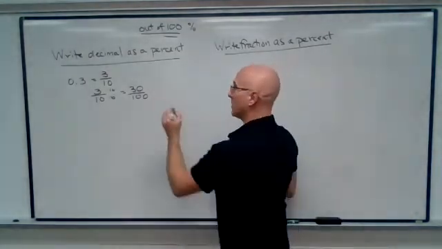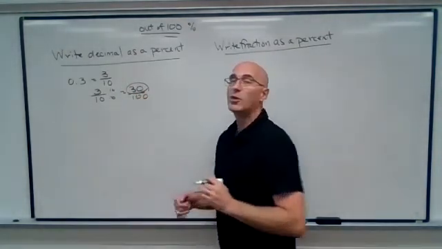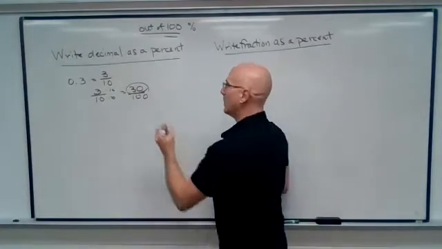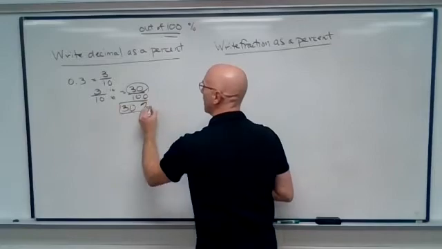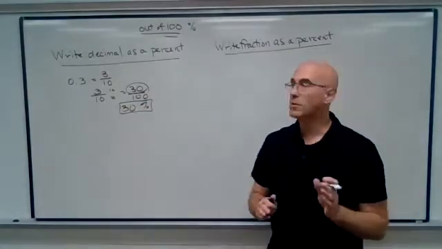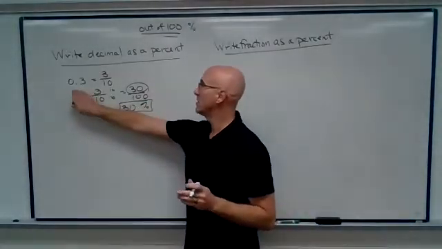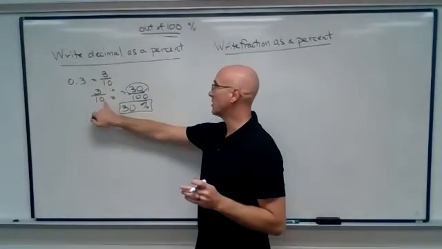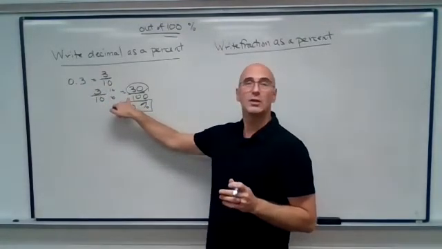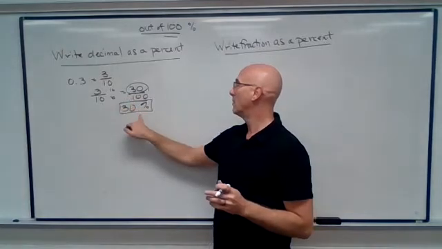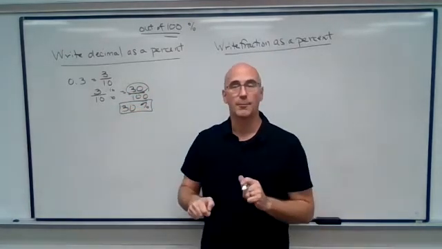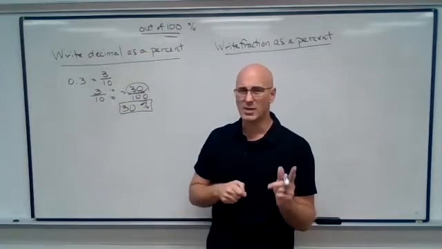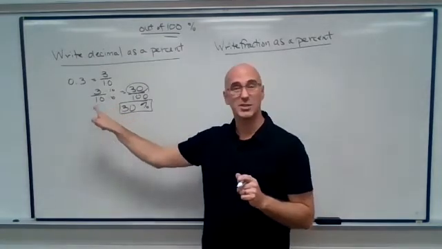Now what do I do? I take the numerator, I write that, and I add my percent sign. That's the first method. We took this decimal, changed it to a fraction, got it to something out of 100, and then we took the numerator and put a percent sign. That's that way.